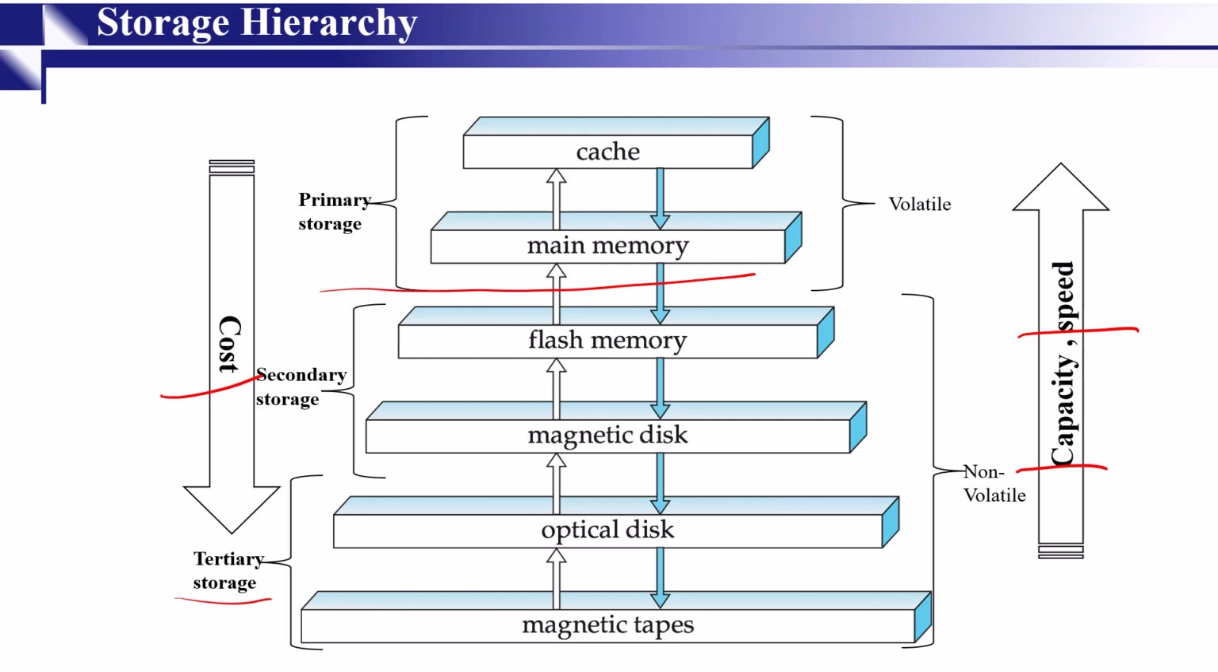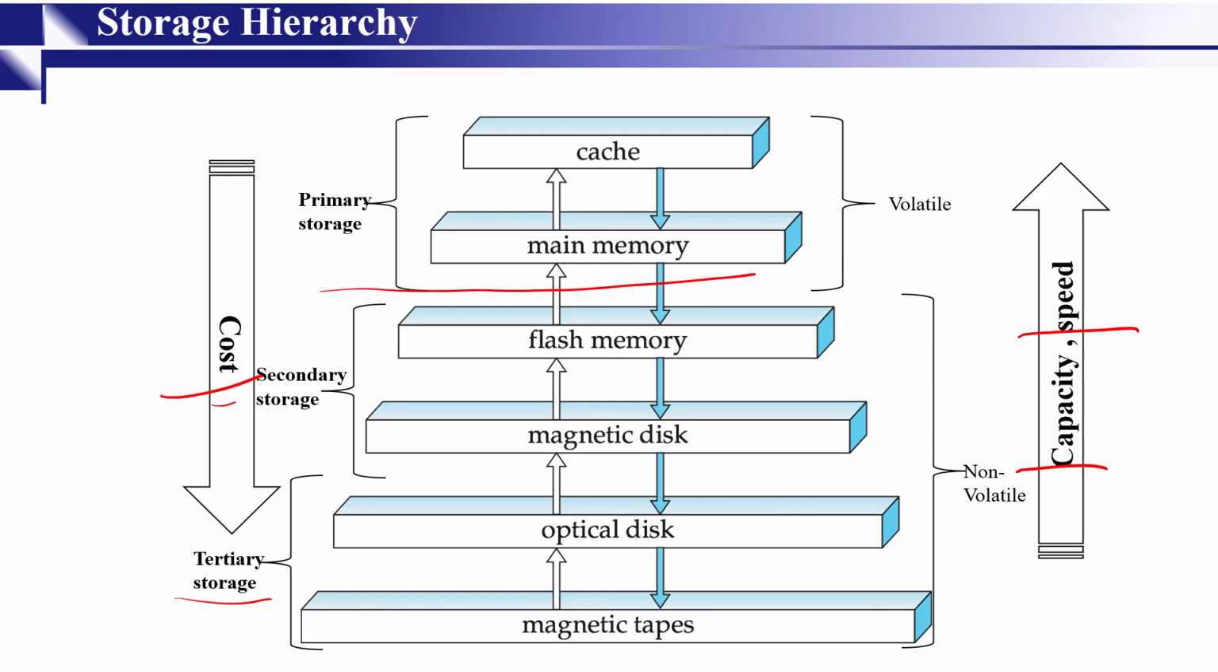So on top, we have cache and main memory. These are the fastest in terms of speed, but capacity is less. And they are volatile and very expensive compared to others. Then we have flash memory. Flash memory offers a good balance between speed and performance, and it is also non-volatile, so it's in the medium.